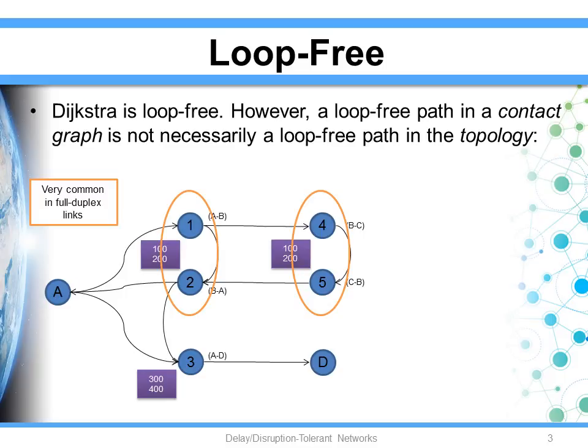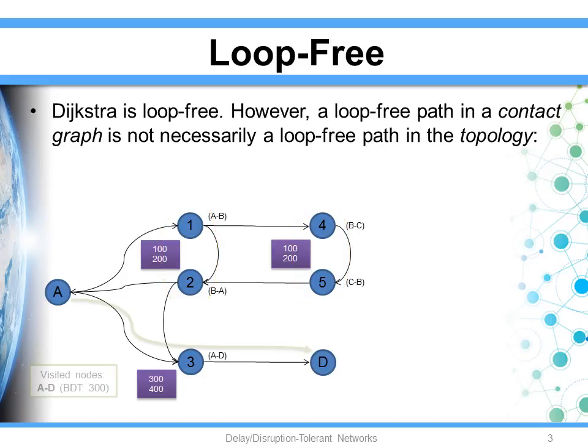So this can be a little tricky, because if we run a Dijkstra in this path, obviously a good solution would be this: from A, use contact 3, and then get to destination D, which will be a direct access from A to D, which is good. It has a best delivery time of 300, and that's right.